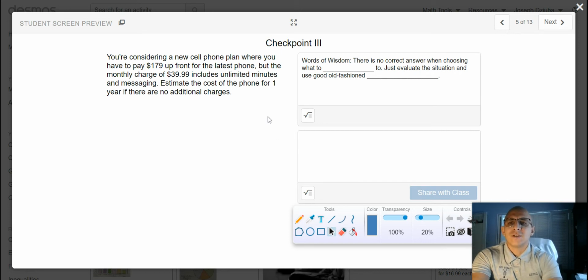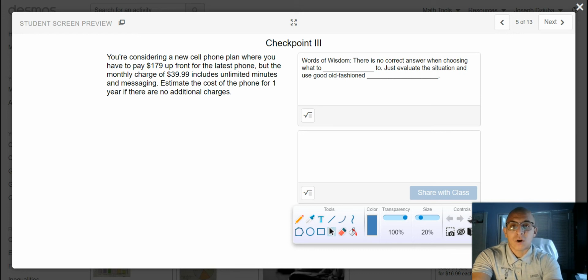You're considering a new cell phone plan where you have to pay $179 upfront for the latest phone, but the monthly charge of $39.99 includes unlimited minutes and messaging. Feel like a T-Mobile ad. Estimate the cost of the phone for 1 year if there are no additional charges.